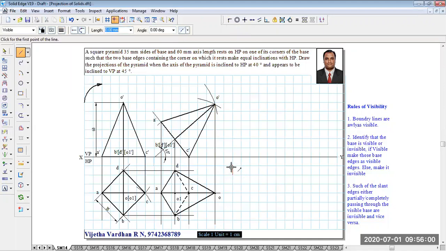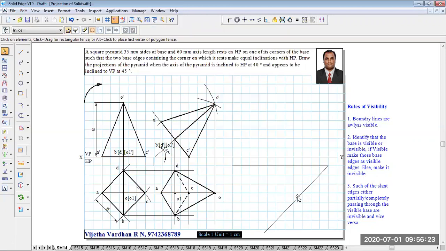Now, using a pencil and a scale, draw a construction line which is parallel to the XY line like this, and then locate a point anywhere on this line and measure 45 degrees with respect to the XY line like this. And after drawing this 45-degree line, now one can ask, why can't we start with the XY line?